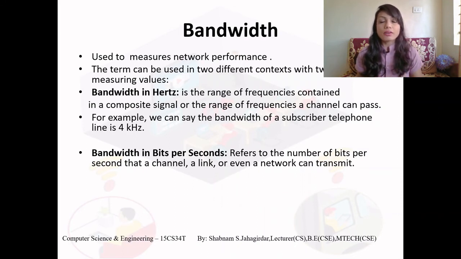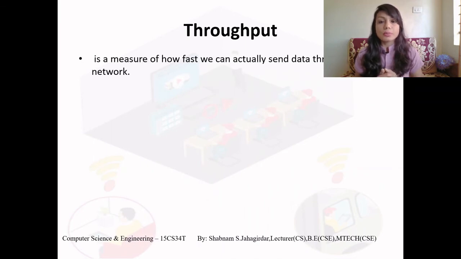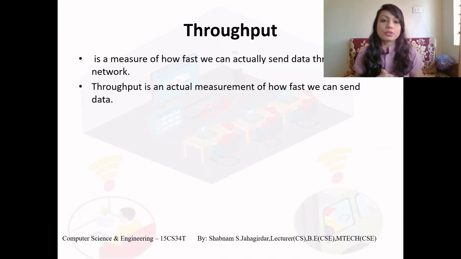For example, if you buy a vehicle, maybe they will tell you it will give 60 kilometers per liter of petrol. Whereas actually that is for the ideal condition, but when you use the vehicle, the performance will be something else, that is less than that. In the same way we have bandwidth. Bandwidth is the ideal performance, that is the best performance they are telling, but actually you will get a little less than the bandwidth. That is known as throughput. So throughput is nothing but it measures how fast we can actually send data through a network. It is the actual measurement of how fast we can send the data.